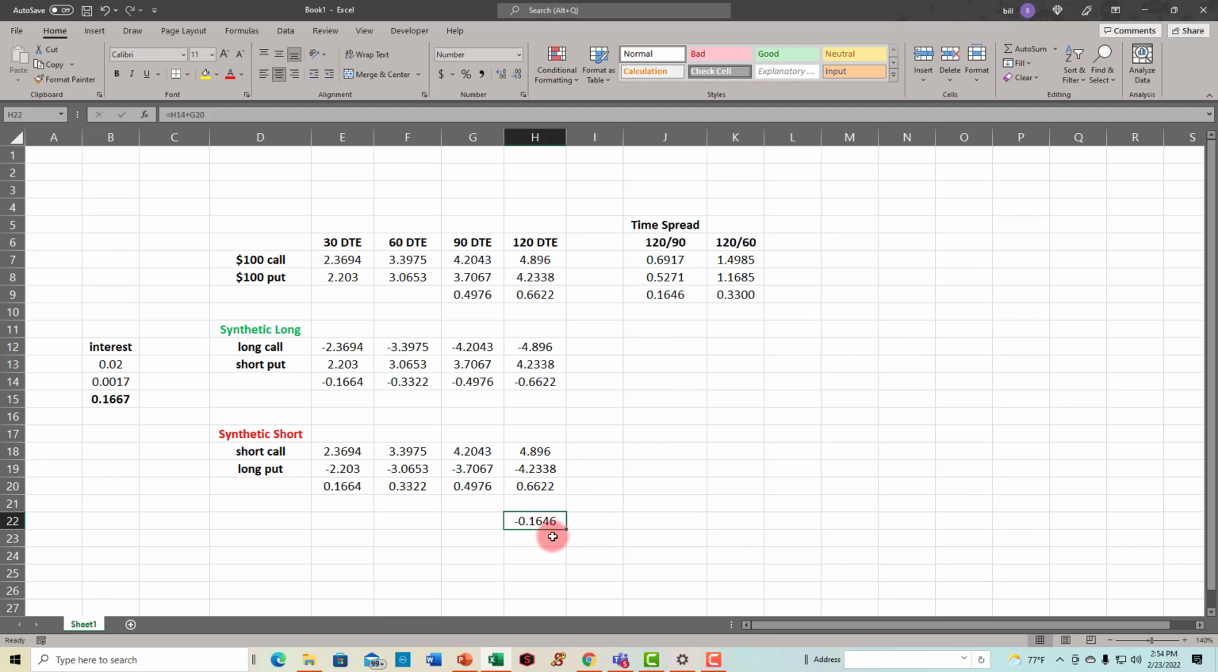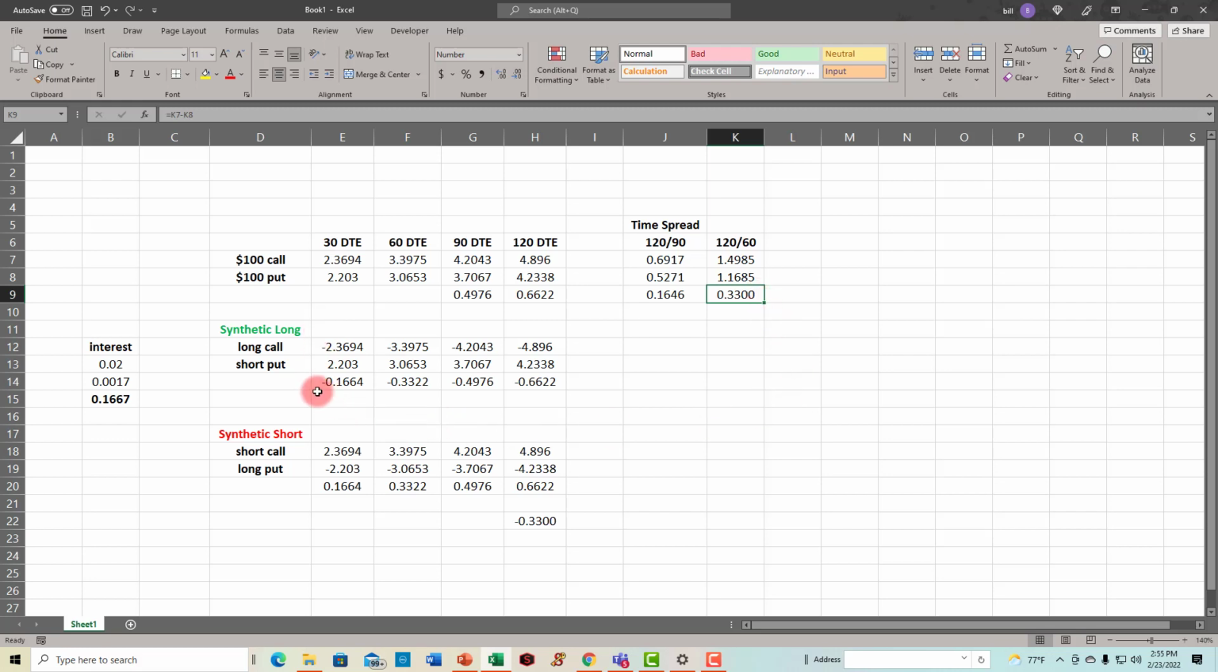What if we did it for the following month? If we bought the 120 synthetic long and we closed it out with the 60-day. So this would be a 2-month synthetic, would cost us about 33 cents, exactly the same as the time spread. So again, you might be thinking, well, this looks like it's just too good to be true. It's like it's magic. Well, it's not. It's just two different ways of looking at the same thing.